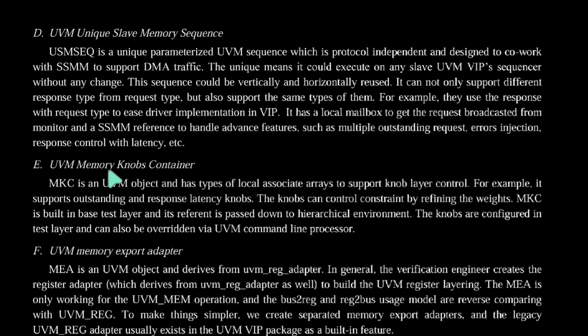E. UVM memory nodes container. MKC is a UVM object that has types of local associative arrays to support node layer control. For example, it supports outstanding and response latency nodes. The nodes can control constraints by refining the weights.